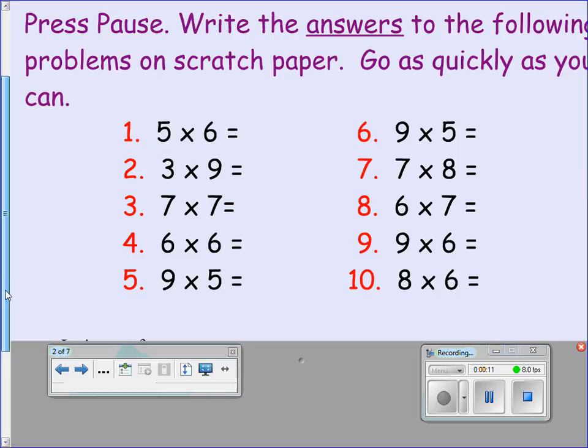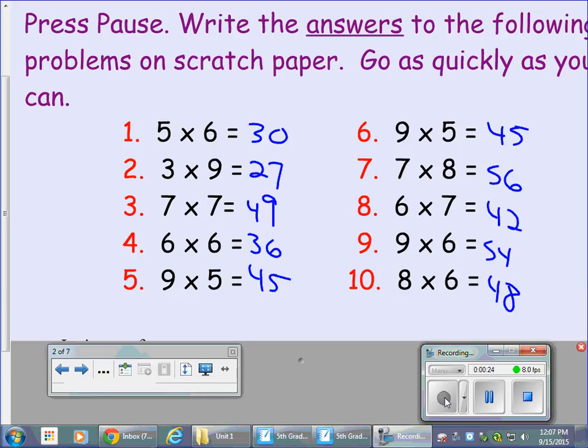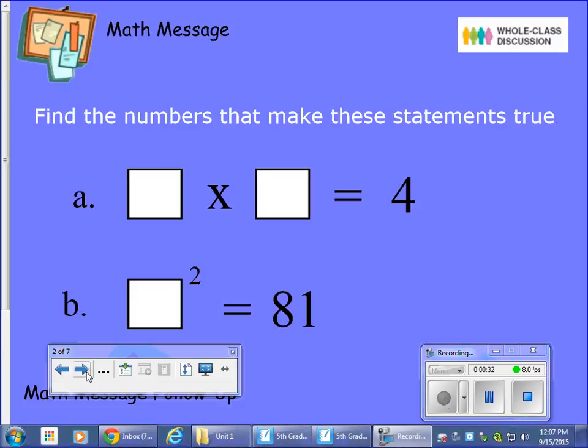Before we do that, I want you to take a look at these math facts on the board. I want you to try and solve all of these. Just write down 1 through 10 on a sheet of scratch paper, and then go ahead and press pause right now. Go ahead and check your work. Press pause again once you check in your work. All right, well, let's go ahead and move on. That was just a little practice with your math facts.